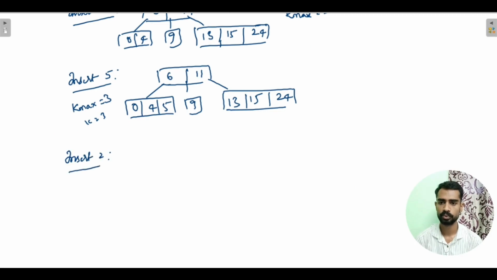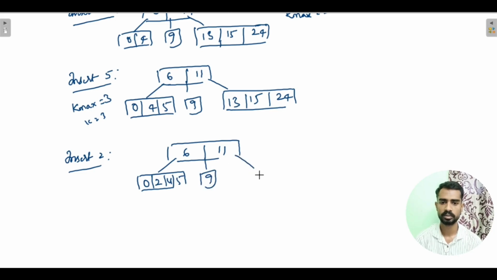Insert 2. Where will the 2 go now? Again to the left subtree of 6. So here 2 can be inserted in this particular node. Here, if you see, the property of the B-tree is violated. I'm just completing this tree. Here the K max property is violated. The maximum allowed is 3, but here the number of key values is 4. So what should we do?